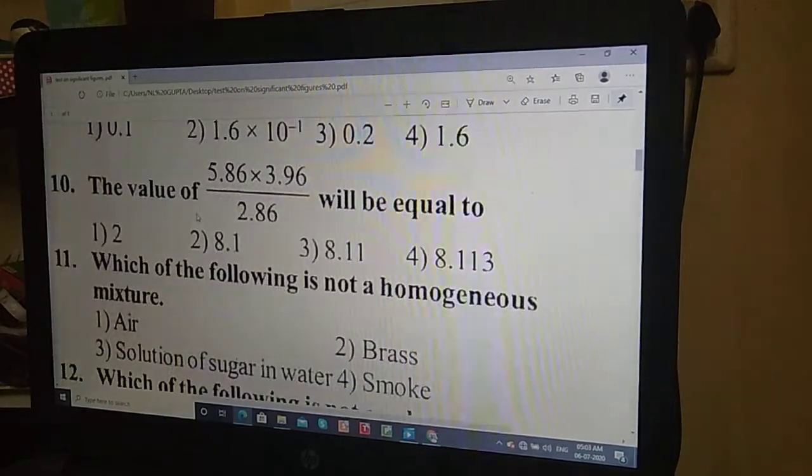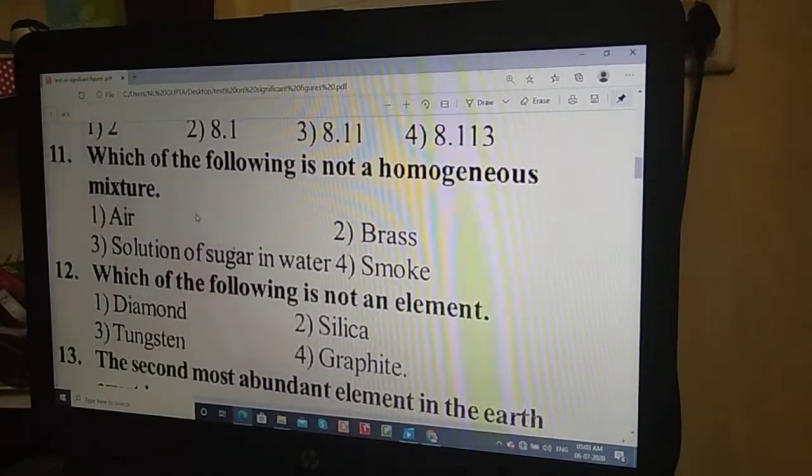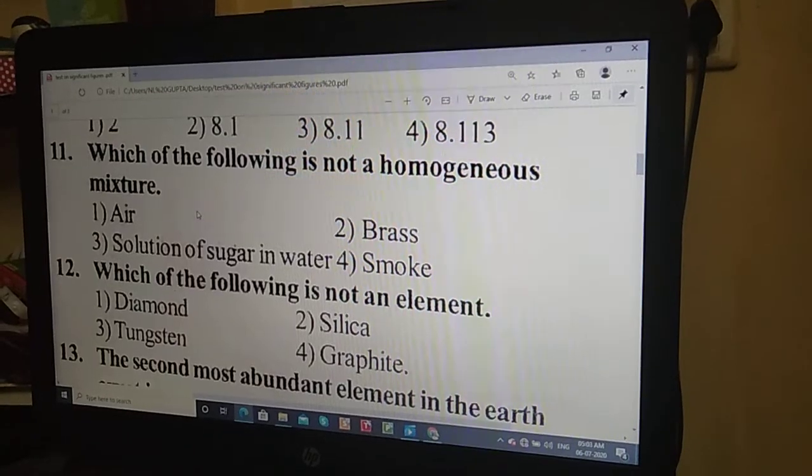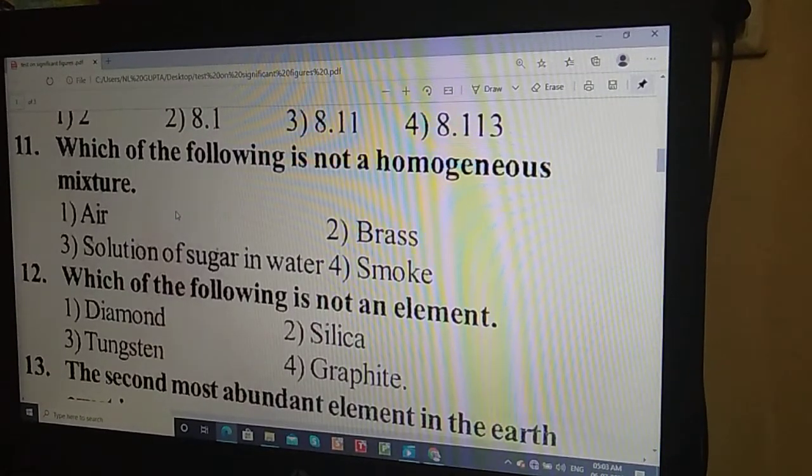Now, student, question number 11. Let us move to question number 11. Which of the following is not a homogeneous mixture? Air is a homogeneous mixture, student. In air, so many gases are combined properly. So air is a homogeneous mixture.